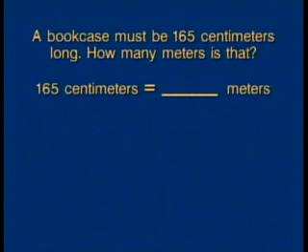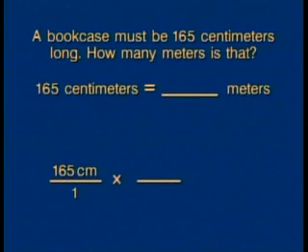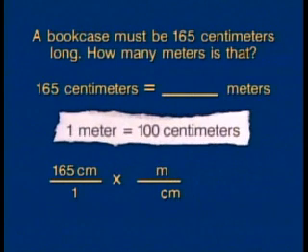Here's how we can solve the same problem using the unit cancellation method. We start by writing 165 centimeters as a fraction. Next, we'll write a unit conversion factor. We want to cancel centimeters, so this unit goes in the denominator. We want meters in the answer, so the unit meter goes in the numerator. 1 meter equals 100 centimeters, so the unit conversion factor is 1 meter over 100 centimeters.